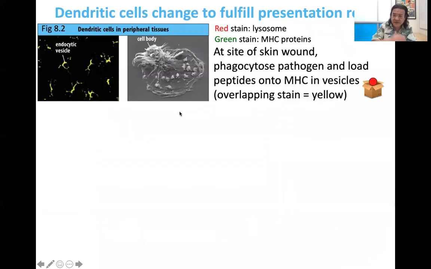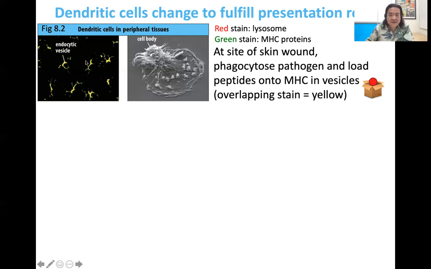So as a dendritic cell is doing these steps, it changes quite a bit in terms of morphology, the shape of the cell, and in terms of what's going on inside the cell, reflecting these different stages of its activity. Let's start with dendritic cells that are close to the site of infection. At the site of a skin wound, the dendritic cells are busy phagocytosing, or taking in pathogen, and trying to process the proteins into small peptides that can then be loaded onto MHC.